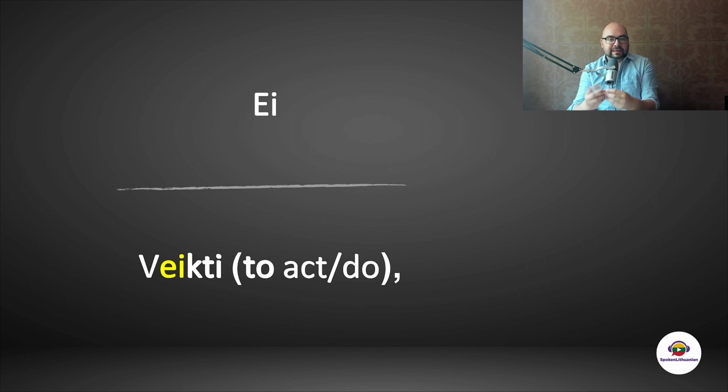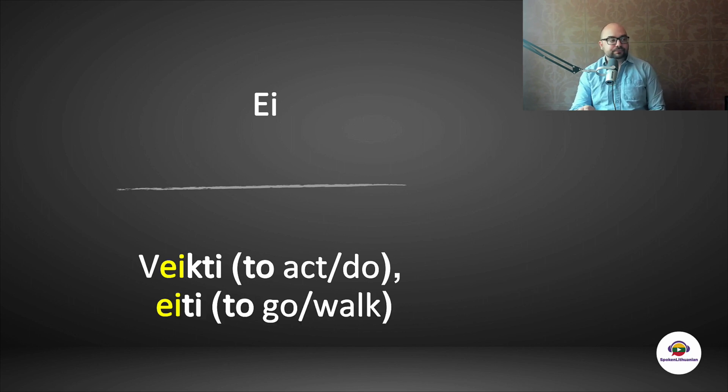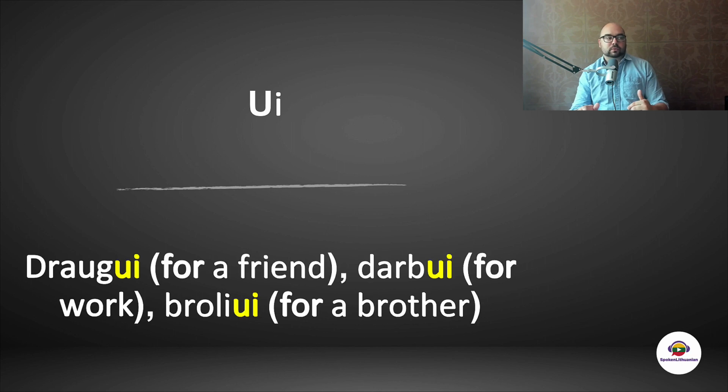I mean, to act, not to act in a play or a movie, but to do some action. Veikti, to act, to do. Or eiti, to go, to walk. Ui. We have like draugui. We have a different case over here. It's for whom, draugui, for a friend, darbui, for work. Broliui. By the way, over here you can see the softener. It's not brolui, it's broliui. It softens. Broliui, for a brother.